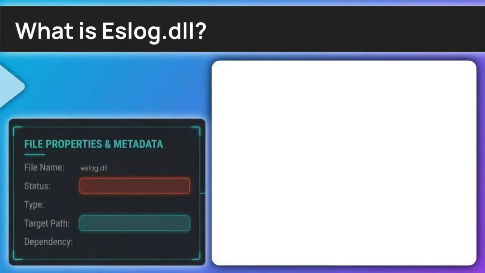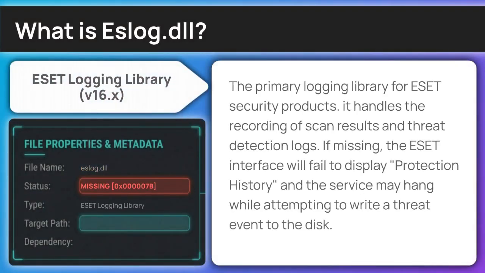This is the ESLog module, the primary logging library for ESET security products. It handles the recording of scan results and threat detection logs. If missing, the ESET interface will fail to display protection history, and the service may hang while attempting to write a threat event to the disk.